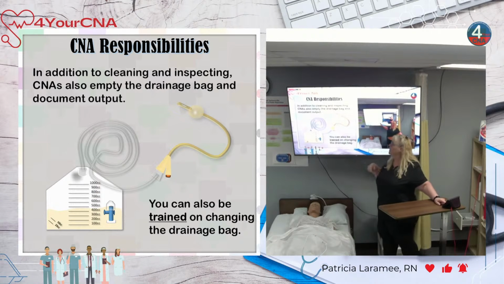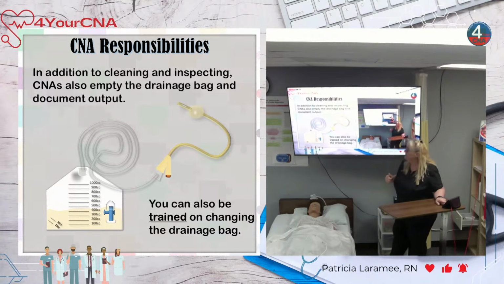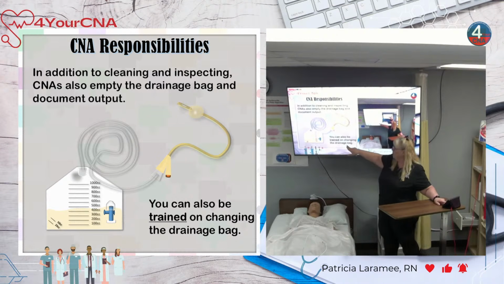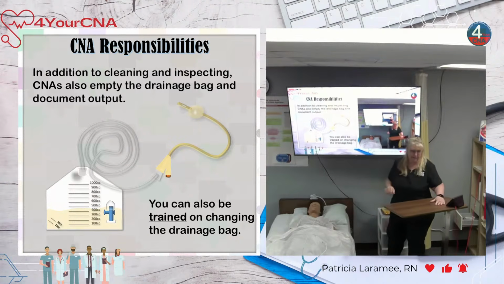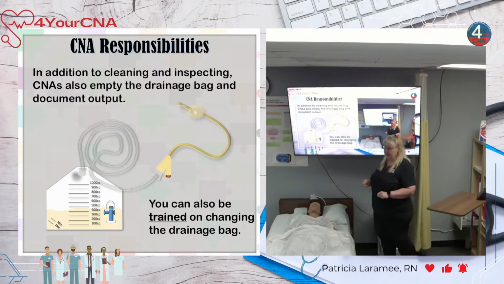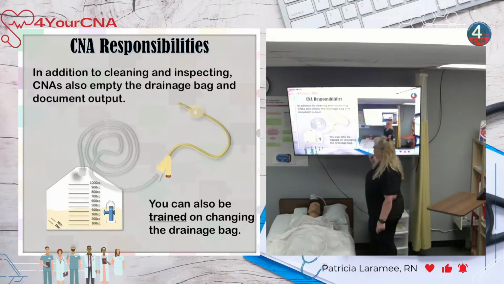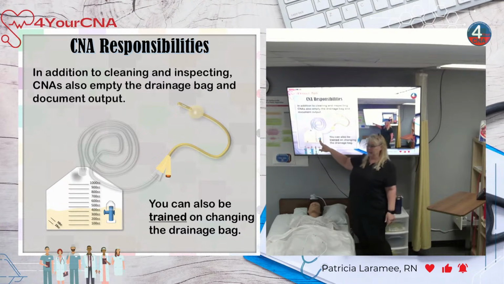Okay. So for CNAs, we clean and we inspect. We also empty the drainage bag and document the amount of output. You can be trained on changing that drainage bag. But as a brand new baby CNA, we clean the catheter, the skin around it. We take note of anything that we notice. Remember, observations are important, and we empty and document. We do not separate these two pieces without additional training.